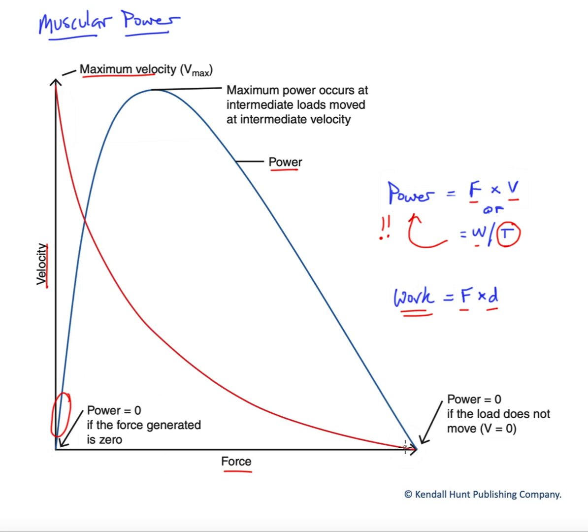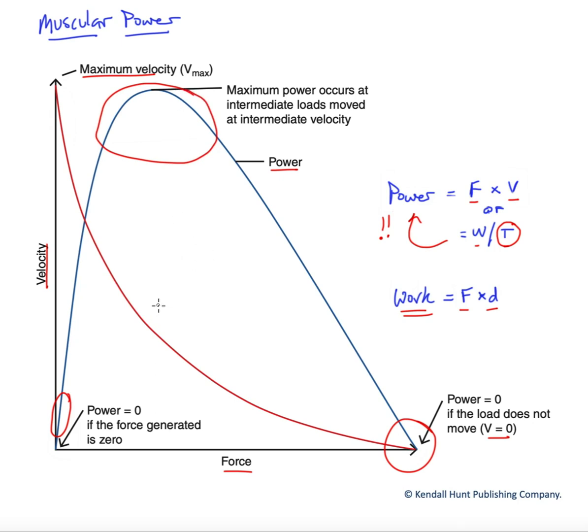Now, on the other end of the scale, if our force generated is very high, sometimes you're trying to move something very heavy, but if we can't actually move it at all, if our velocity is zero, once again, you will see that power will equal zero, because one of our two parameters in our equation here is equal to zero. So what that tells us is that maximal power is going to be generated in between, right?